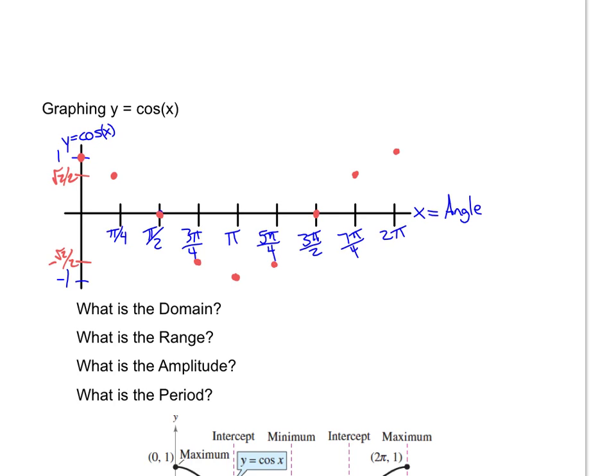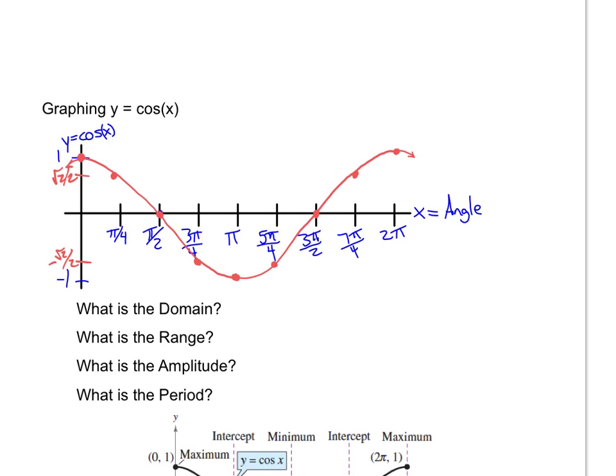1. And you'll notice here, we have a very similar shape. In fact, it's exactly the same shape. It's simply shifted over. This is going to keep going like this if we were to continue. It's just like the sine, but it's shifted over.